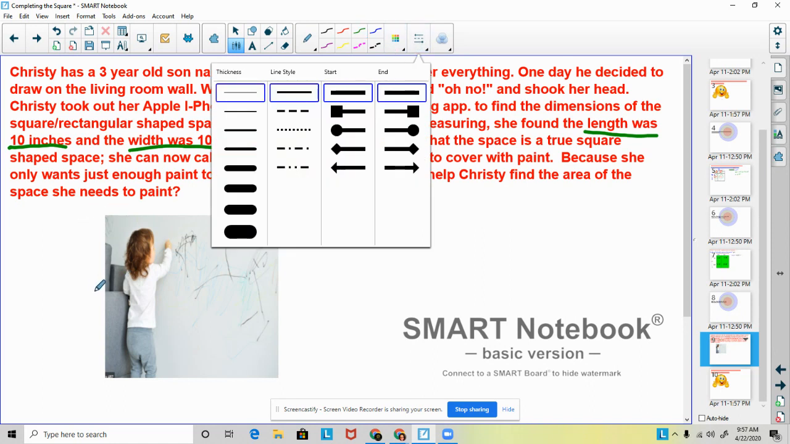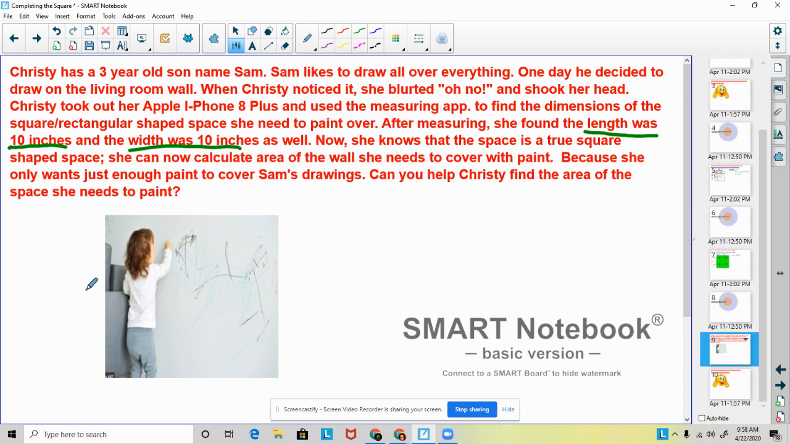Okay, so I'm going to use this space that's provided here. Okay, and so I know that this is 10 inches here, the length here. Or the width here, sorry. And I know that the width is also, or the length is also 10 inches as well. Okay, so now can I find the area of this space that I need to cover with paint?